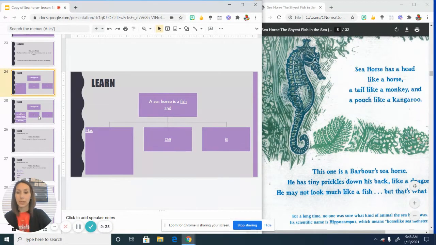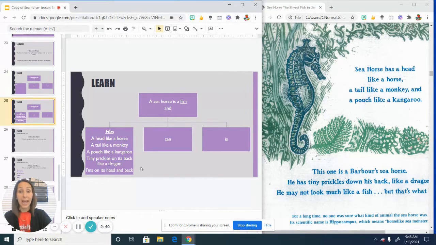So let's take a look at the next slide. And I've already added this in to the has. So it's helping to, again, organize that word and help me remember, okay, yeah, that's right. These are all the features that a seahorse has. Head like a horse, tail like a monkey, pouch like a kangaroo, tiny prickles on its back like a dragon, fins on its head and back. And those other animals that we're comparing to helps me to remember and visualize, be able to see the seahorse from those descriptions.